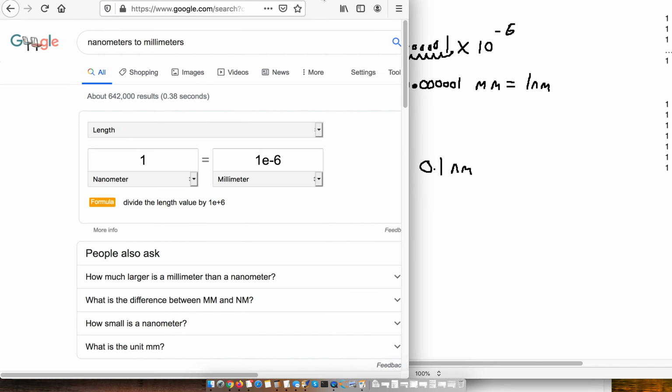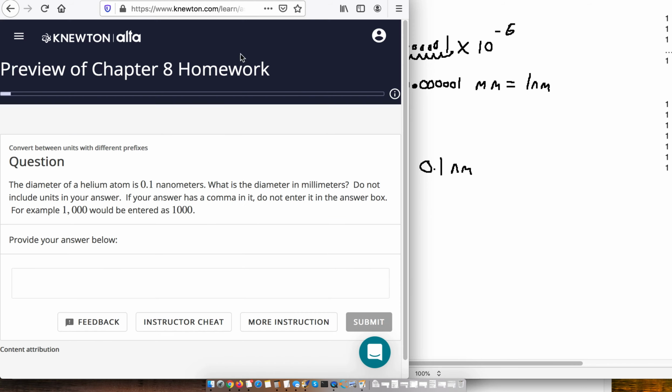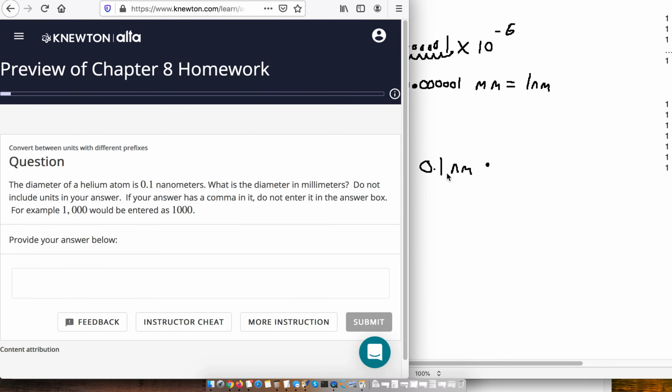I'm pretty sure nanometers is nm. I should look that up. Yeah. I don't remember all the abbreviations, and I don't remember nanometers off the top of my head. But so yeah, 0.1 nanometers. To convert that to millimeters, we got to multiply it by this conversion factor to make the units cross cancel.